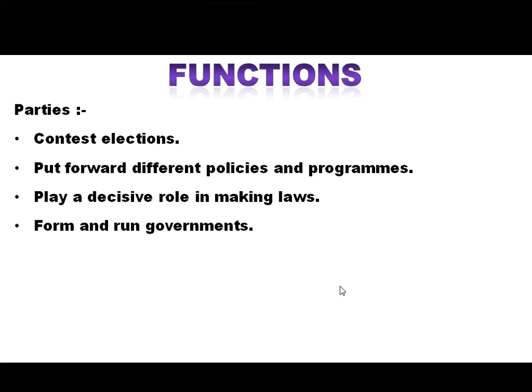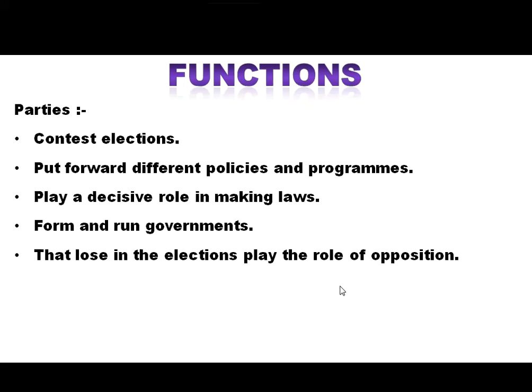Form and run government. As we have noted, the big policy decisions are taken by the political executive that comes from political parties. Parties recruit leaders, train them, and make them ministers to run the government in the way they want. The party that loses in the elections plays the role of opposition by voicing different views and criticizing the government for its failures or wrong policies. Opposition parties also mobilize opposition to the government.